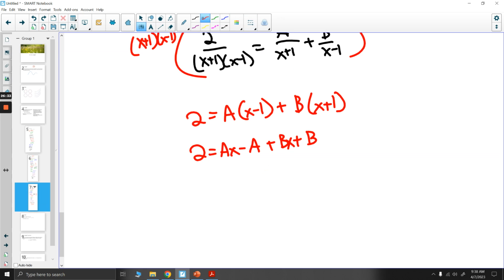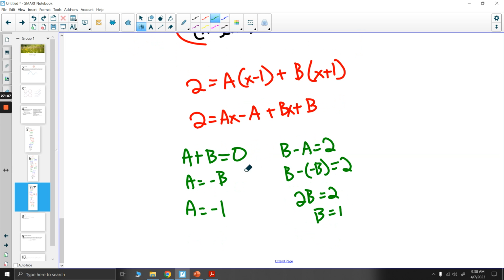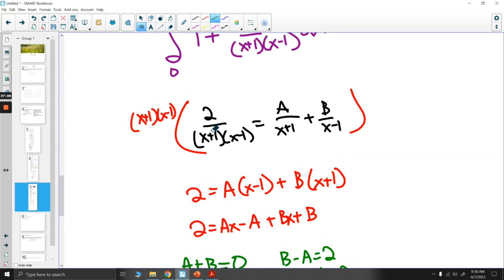Okay, so that tells us a couple things. We know that a plus b, that is our ax plus our bx, will be 0 because there's no x term. And we also know that b minus a is 2. So a is negative b. So that would be b minus negative b is 2. So that means that 2b is 2, b is 1. If b is 1, a is negative 1. Okay, so we have now split this.